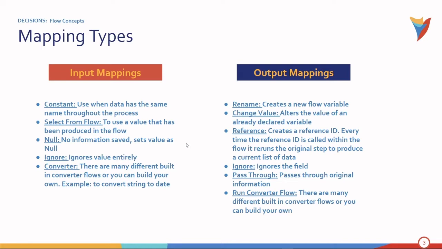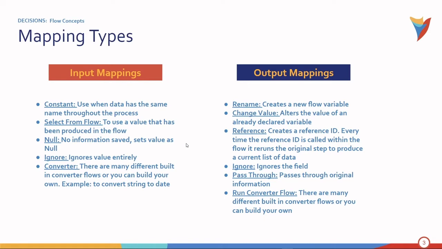Ignore just ignores the value entirely. So that's not going to take in data, nor is it going to output data. And then finally, the converter. There are many different built-in converter flows, or you can build your own. One of the built-in examples is where you convert a string to a date.